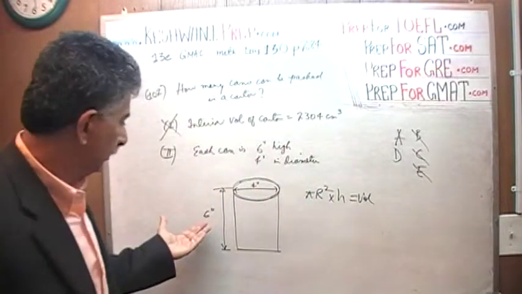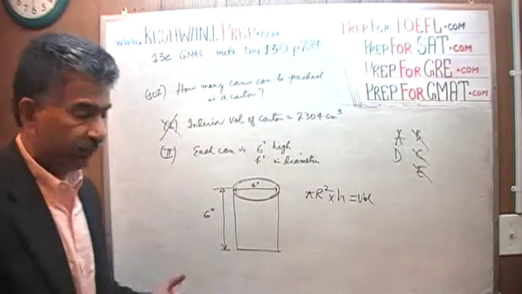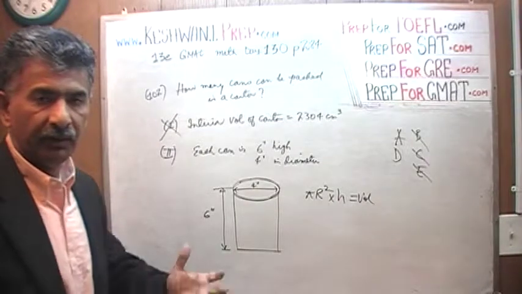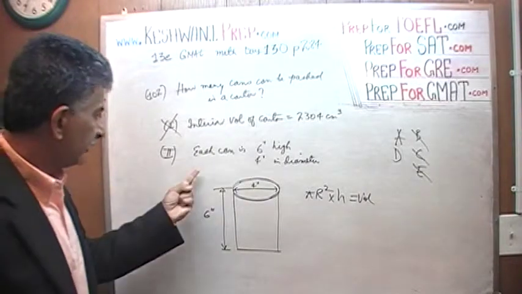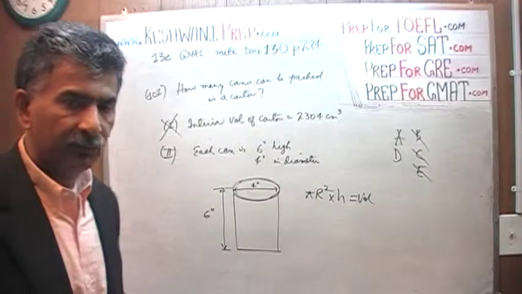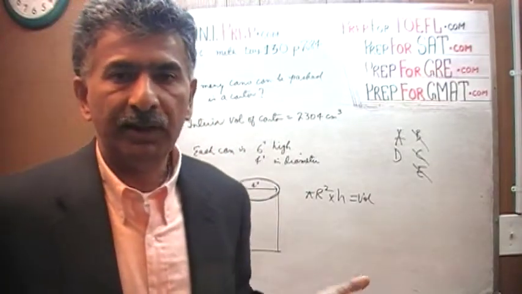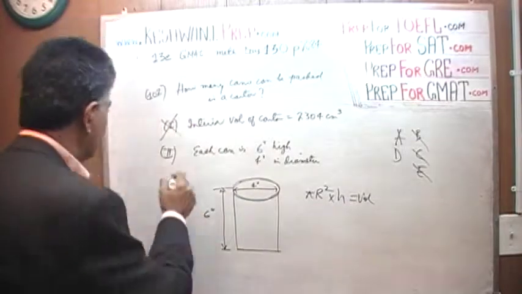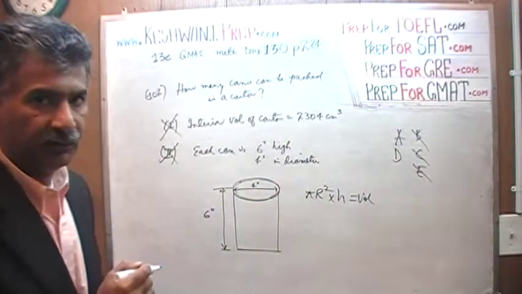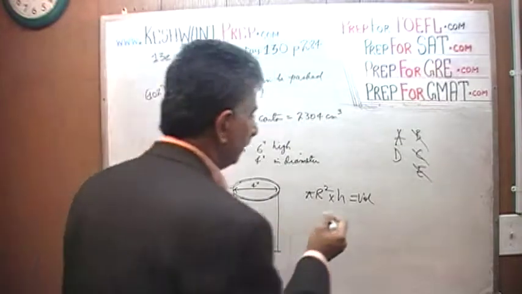So now that we know the height of the can and the diameter of the can, we can find the volume of the can. We can figure out how big the can is. But just by knowing the volume of the can, it's not going to enable us to tell how many cans we can put in the carton, because the second statement tells us nothing at all about the carton itself. So the second statement by itself is not good enough. The second statement by itself does not do the job. Therefore, the answer cannot be B.